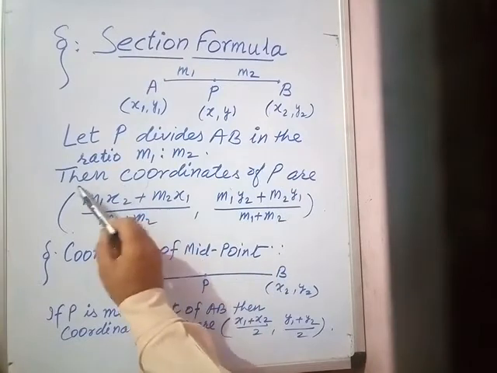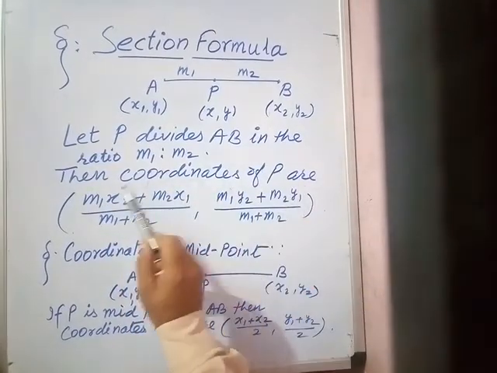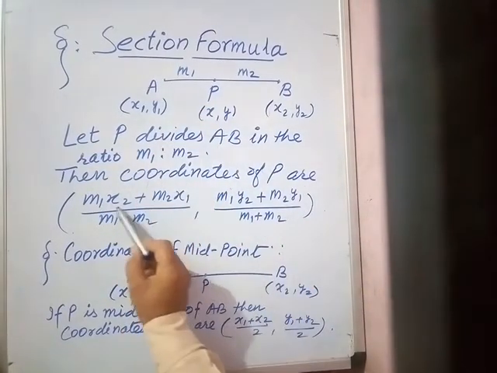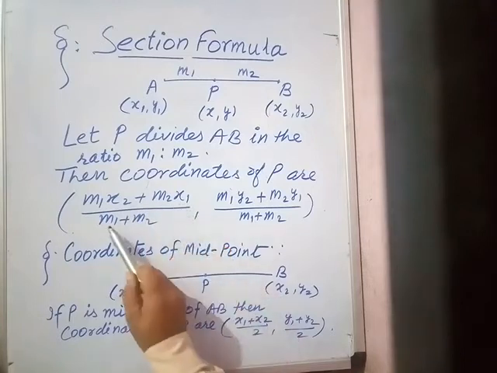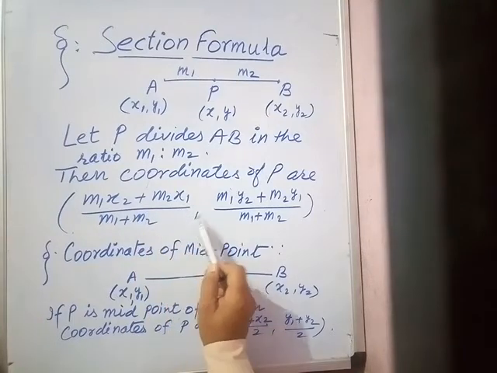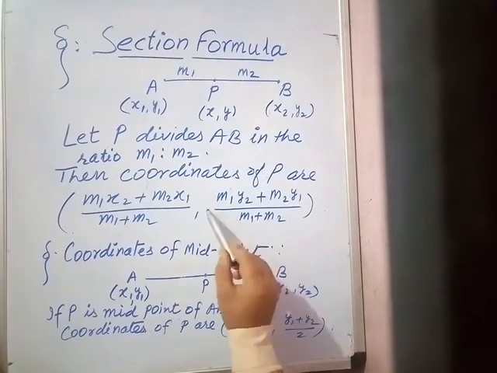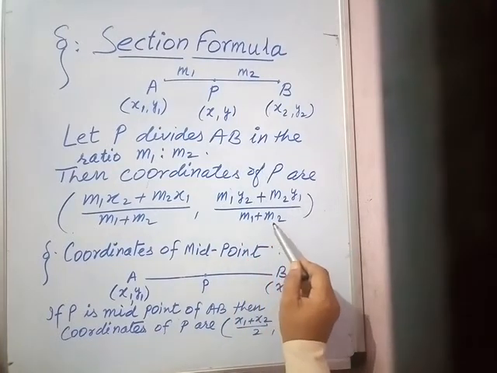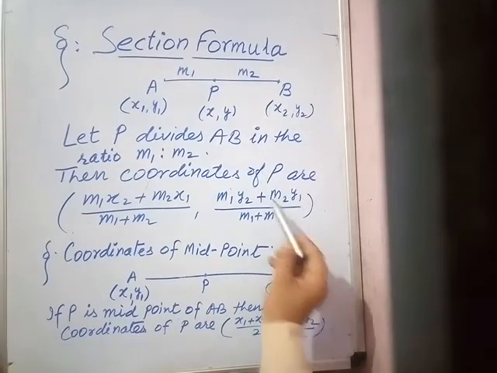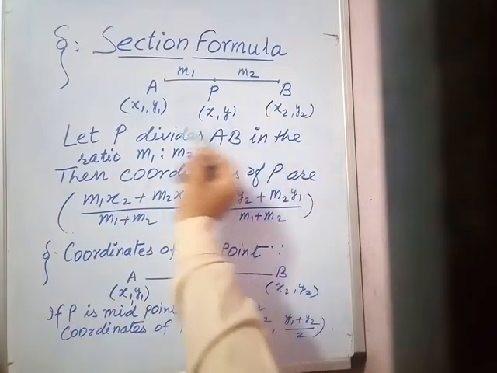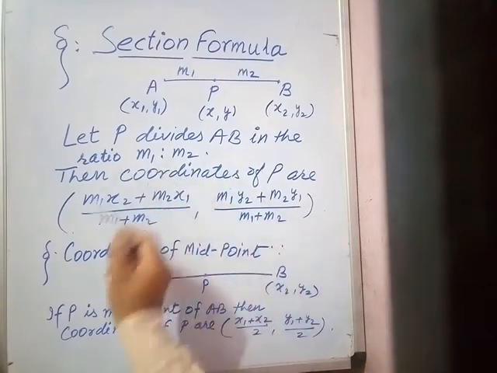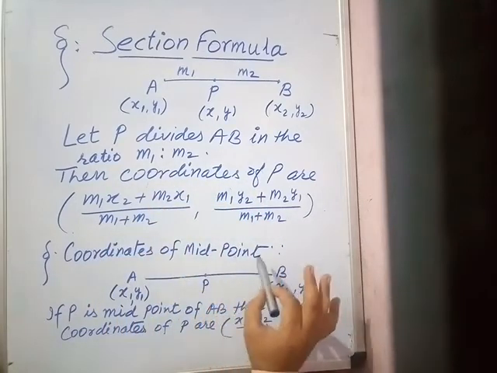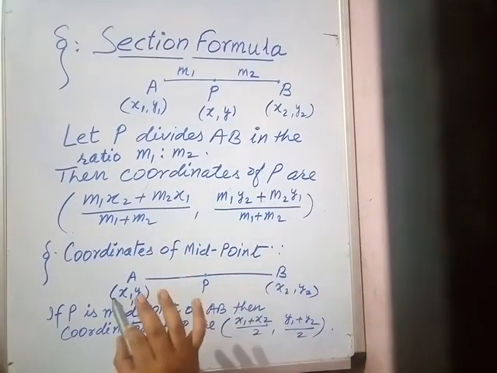So now the coordinates of point P are (m1 x2 plus m2 x1) upon (m1 plus m2), and its y coordinate is (m1 y2 plus m2 y1) upon (m1 plus m2). With the help of this section formula, we may find the coordinates of the midpoint of any line segment.